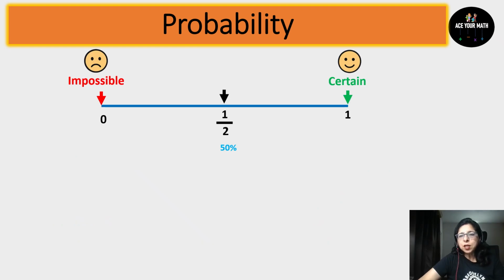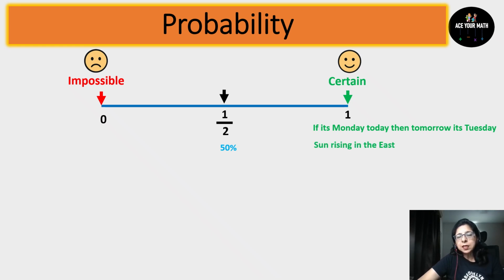Well, now we have seen what impossible events are. Now see the examples of certain events. If it is Monday today, then tomorrow it's going to be Tuesday for sure. So it is an example of a certain event where probability is 1. Sun rising in the east, the sun will rise in the east only. So it is also an example of a certain event where probability is 1.